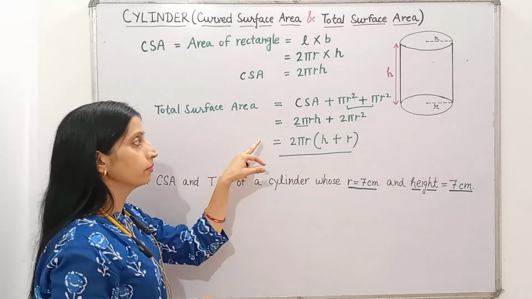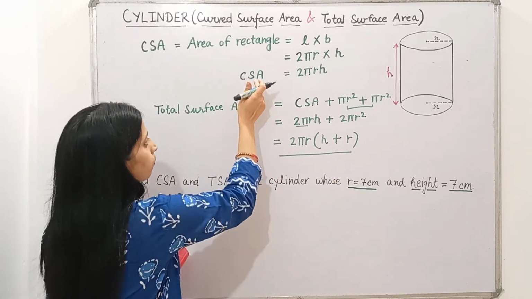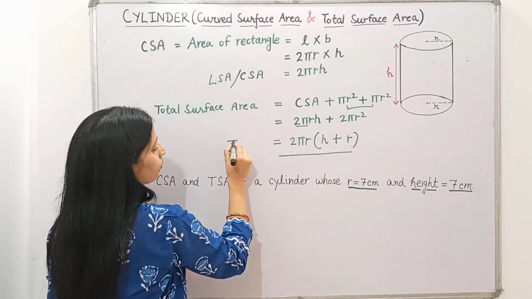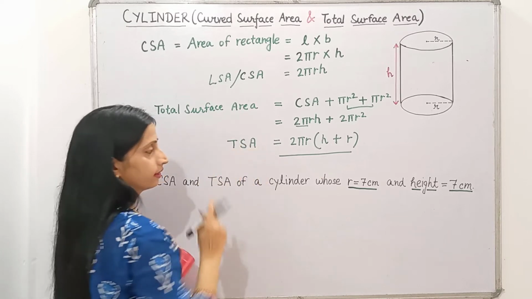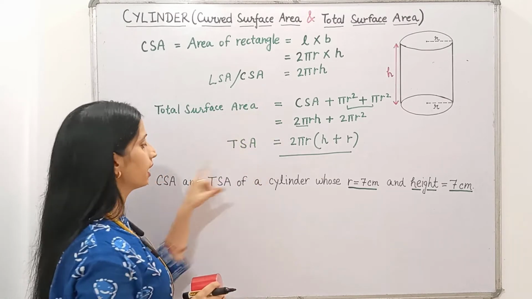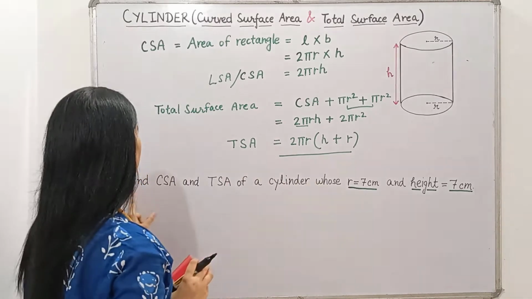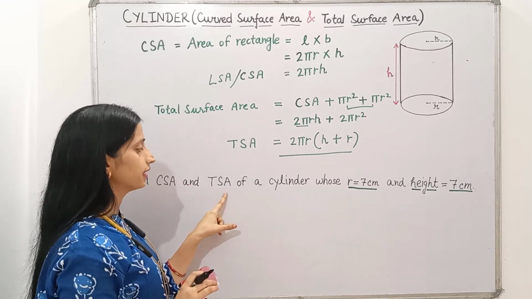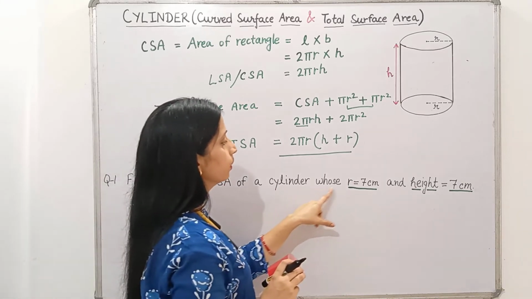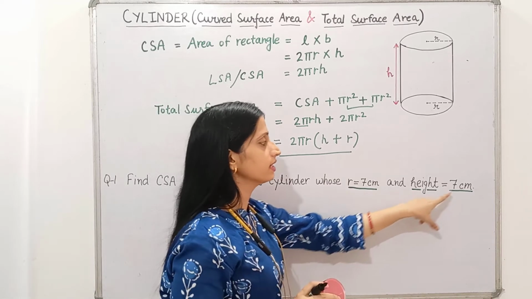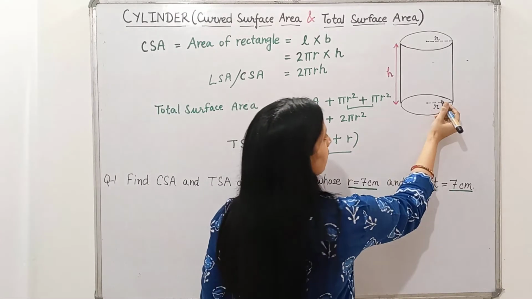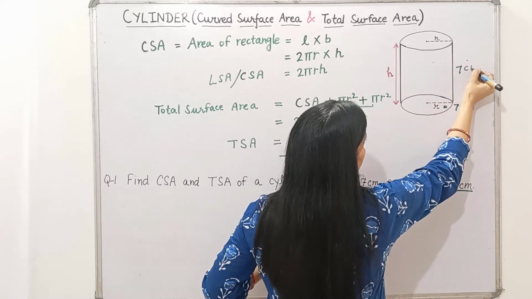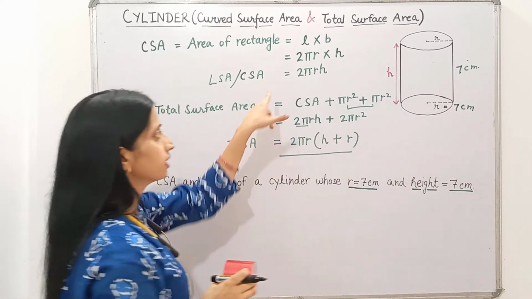Okay. Now this is the formula for CSA, or we can say lateral surface area, and this is the formula for total surface area. By using these two formulas, we will solve this question. The question is: find CSA, meaning curved surface area, and TSA, total surface area, of a cylinder whose radius is 7 cm and height is also 7 cm. So let's take r is 7 cm and height is also 7 cm.